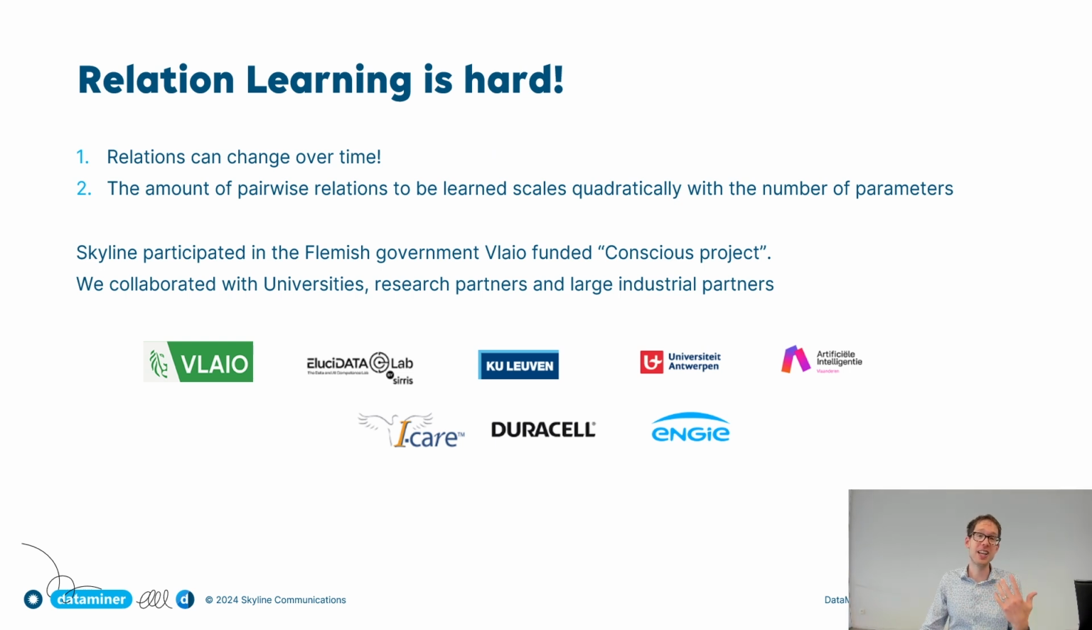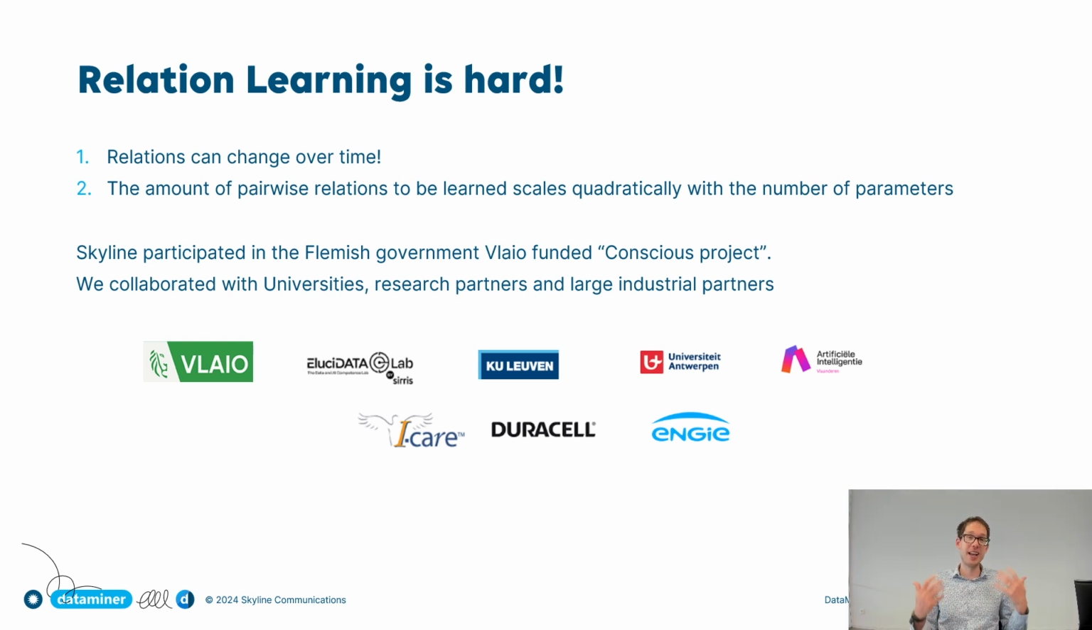First of all, relations can change over time. And second, the amount of relations that you need to learn scales quadratically. I mean, think about it. If you have to learn relations between 5 parameters, you have to learn the relation between the first and the second, the first and the third parameter, the first and the fourth, the first and the fifth. And then between the second and the first, the second and the third, the second and the fourth, and so forth. So you kind of need to learn the number of parameters squared relations.